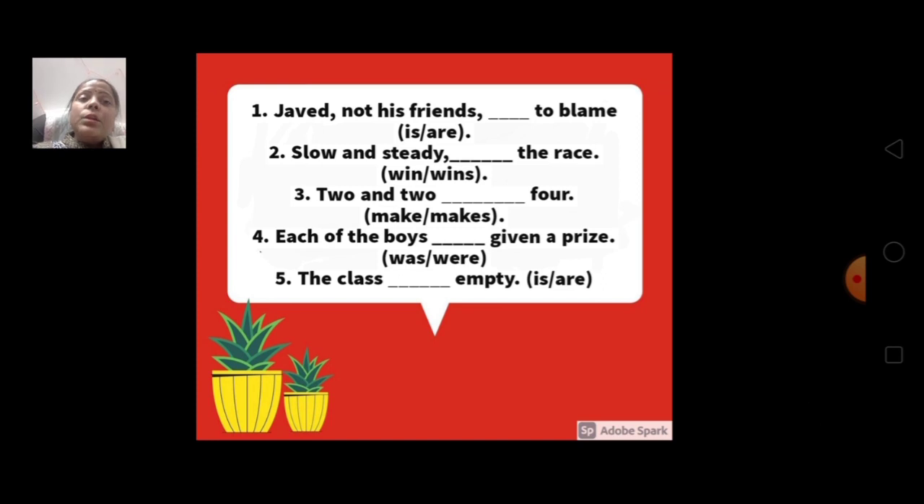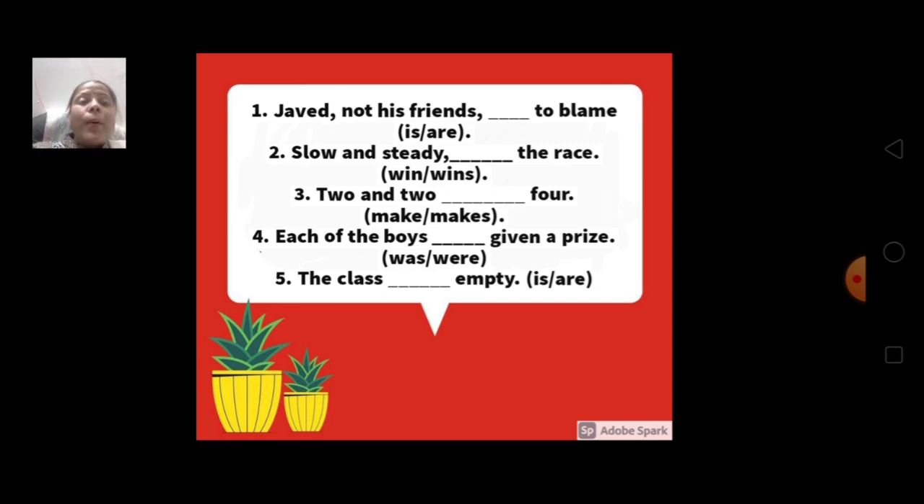Javed, not his friends, dash to blame. We have already studied this rule that when we use the expressions not, besides, along with, all these expressions, the verb agrees with the first subject. So what is the first subject? Javed, a singular noun. So we will use here: Javed, not his friends, is to blame.